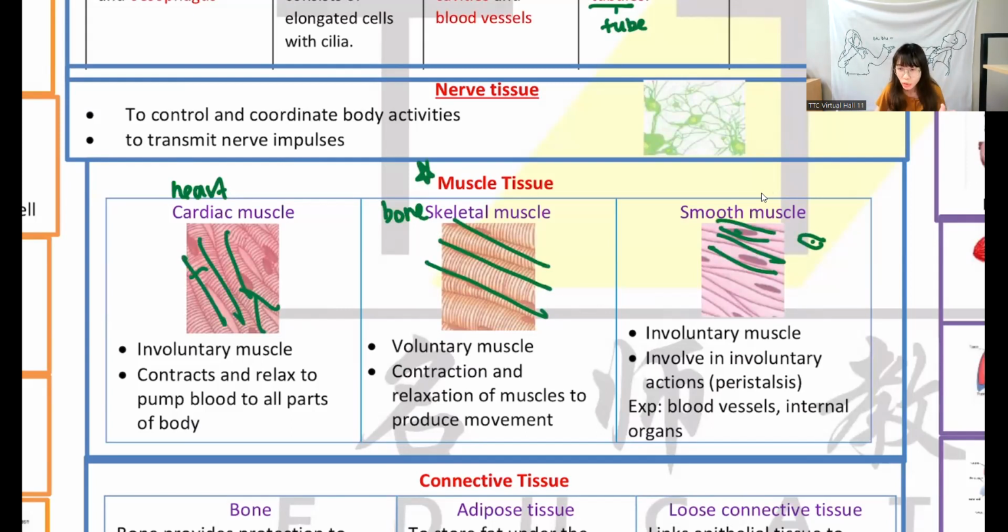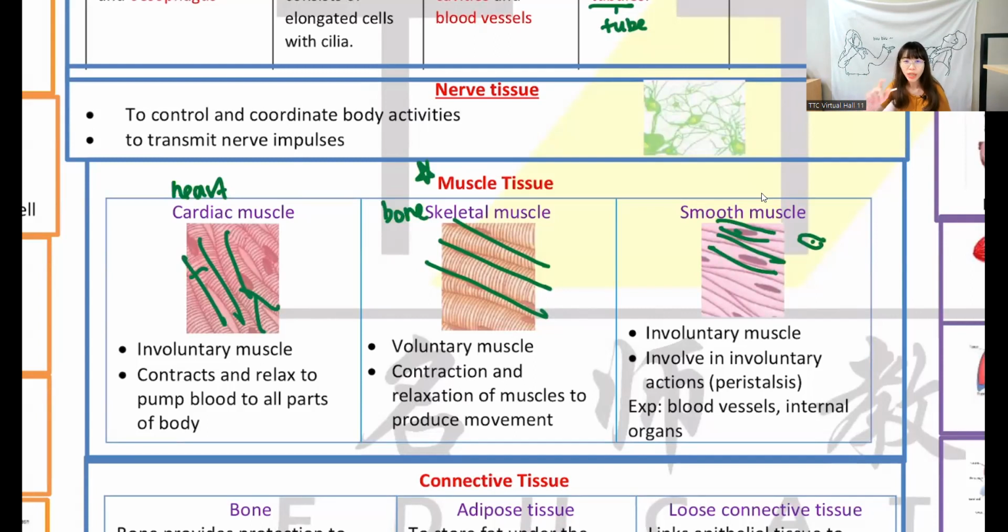Cardiac muscle: can you control your heartbeat, guys? Of course you cannot. I also want to control it, but you cannot. It can only be affected, not controlled. It will be affected by your daily activities. If you run, your heartbeat increases. If you are resting, it remains the same. The function of cardiac muscle is to contract and relax, to pump blood to all parts of the body.